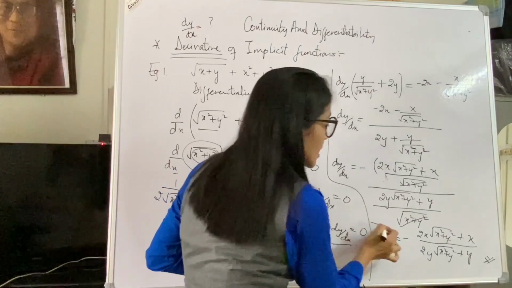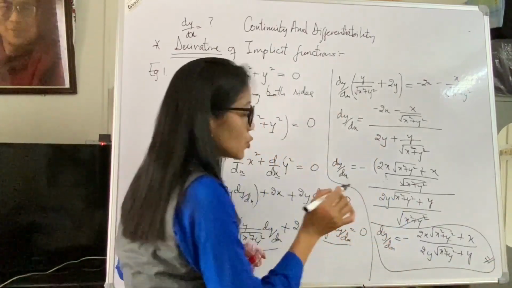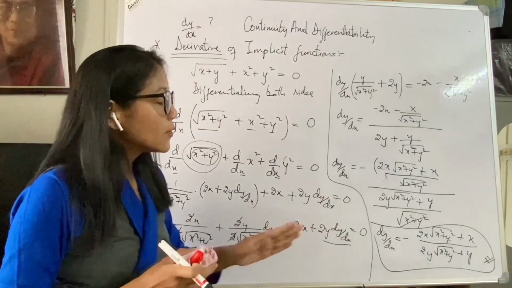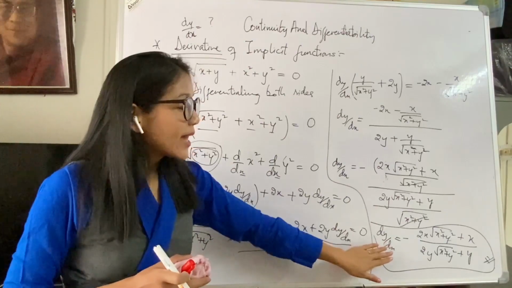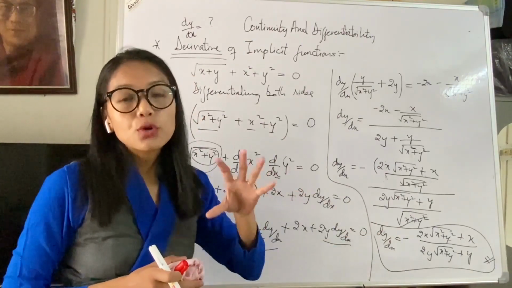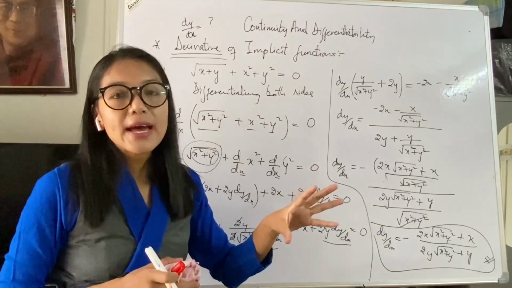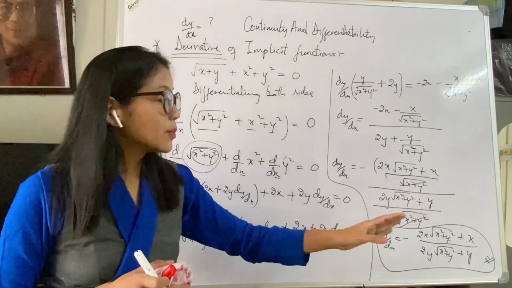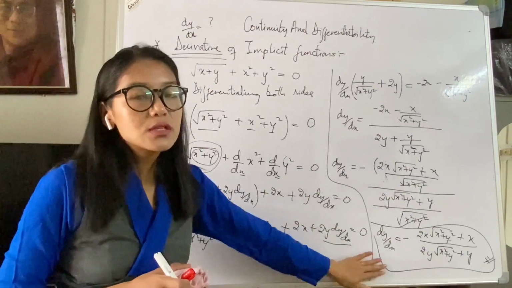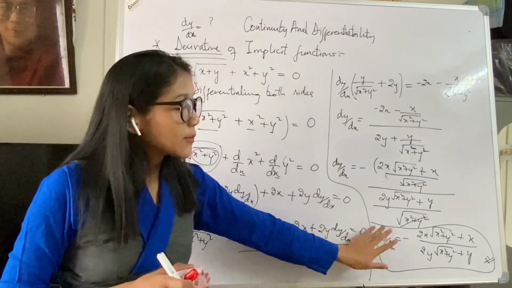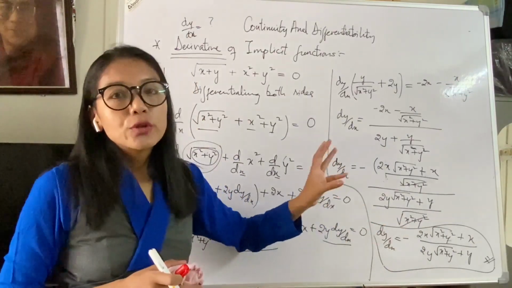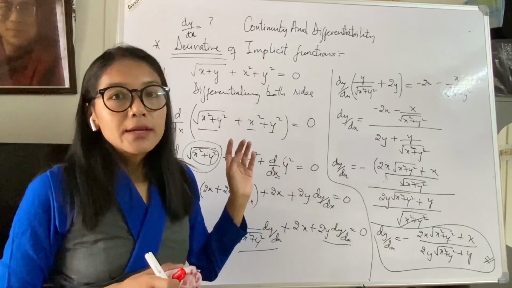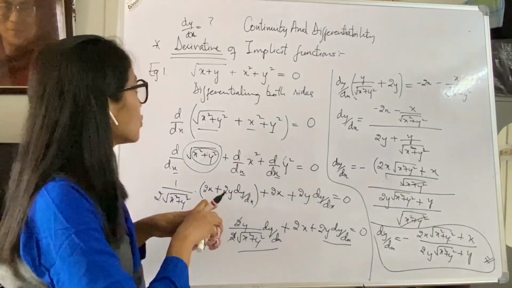So this is the required answer. So in this way, you have to do. So always remember that at the end, you have to express your solution as dy by dx is equals to, and you have to keep all the other terms on the right hand side. So this should be the format of the answer when you're differentiating an implicit function, okay? So I will take one more example.